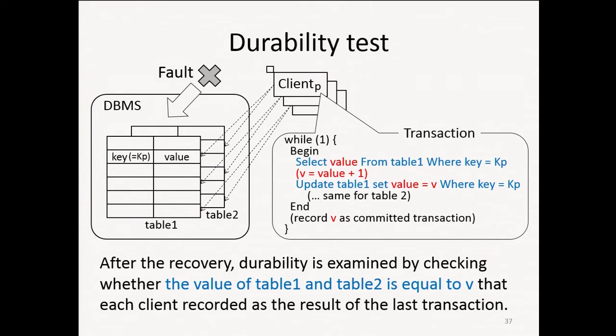constantly. In this situation, a fault is injected in the DBMS. More specifically, the PostgreSQL process is intentionally killed and then started, where recovery is carried out. The criterion for durability is checking whether the value of table 1 and table 2 is equal to V, or that each client recorded as the result of the last transaction.